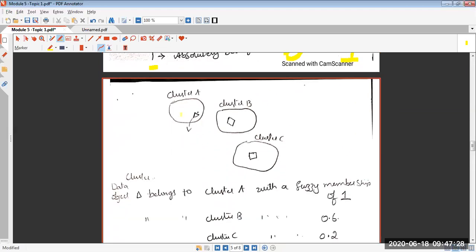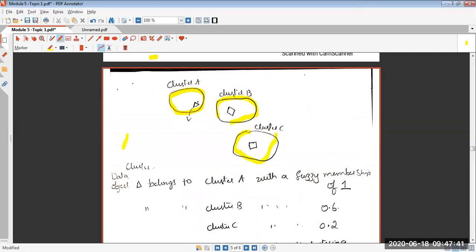Okay. Now we have three clusters. Cluster A is a triangle. Cluster B is a rhombus. Cluster C is a rectangle. Now my input is a triangle. I'll give this as input to the clustering algorithm.